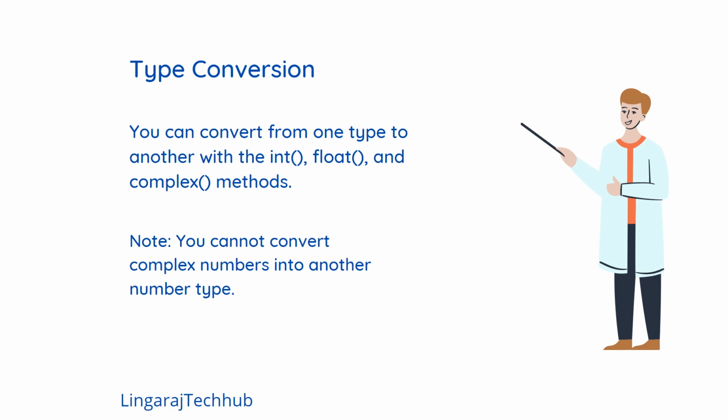What is type conversion? It is a very important topic. Just like in C, C++, and Java, there are explicit and implicit type conversions. That is the main concept defined there. But here, we use the functions int, float and complex, which help us convert from one type to another type.